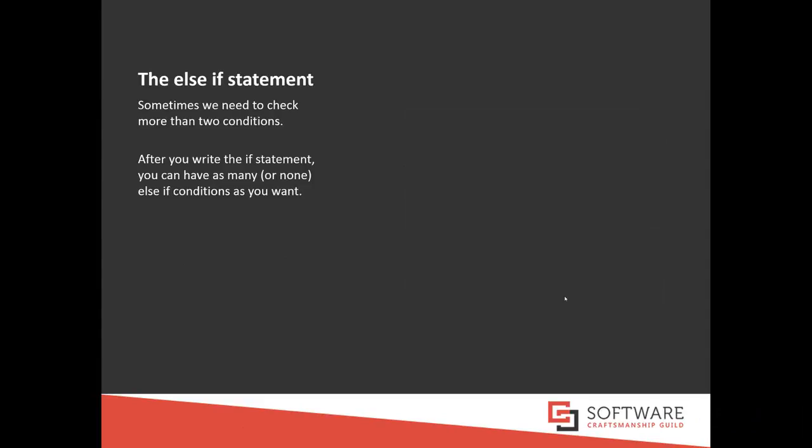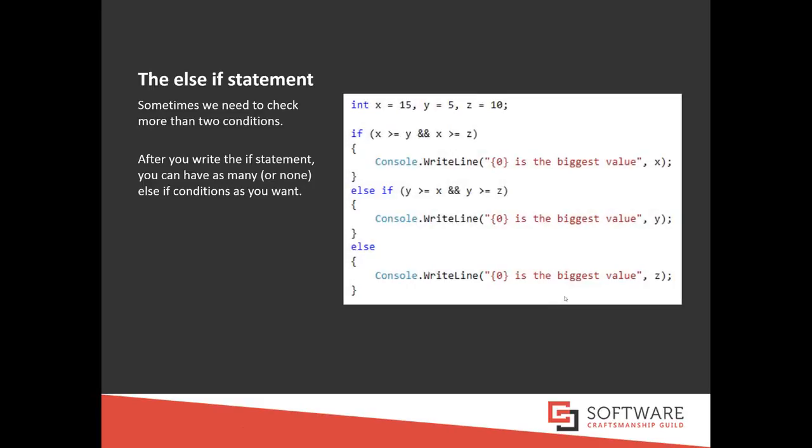There's another combination called else if. Sometimes two conditions isn't enough. Sometimes we need to check more than that. So after you write your if statement, you can have as many or none else if conditions that you want. And here's an example of that.